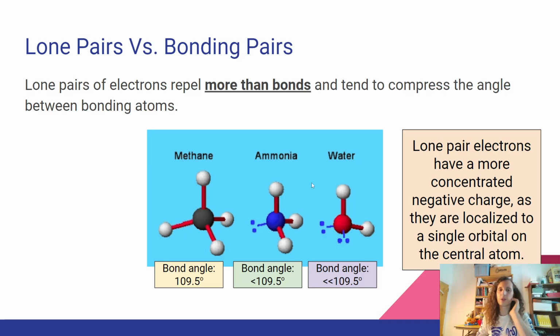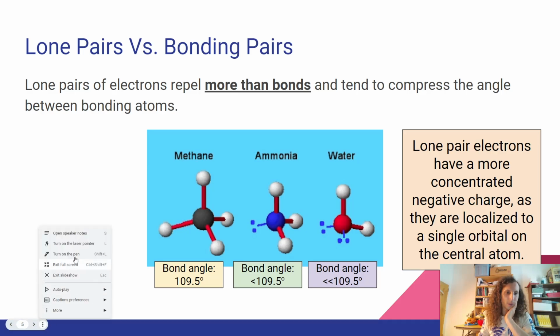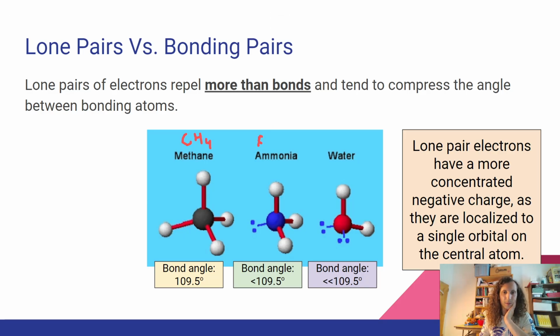So here I've got 3 molecules: methane, ammonia, and water. So methane is CH4. And where is my laser pointer? All right, there we go. Okay, so methane is CH4. Ammonia is NH3, and water is H2O.